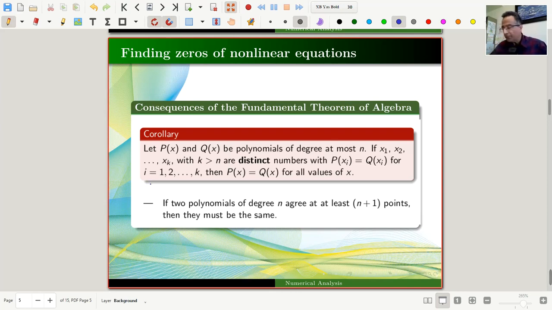Okay, let me show you something. This is a very simple corollary from the previous theorem. It says that if p of x and q of x are two polynomials of degree at most n, and x1, x2, until xk with k greater than 0 are distinct numbers such that p of xi equals q of xi for i equal to 1 to k, then p of x and q of x are everywhere equal.